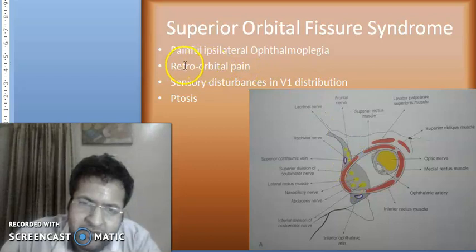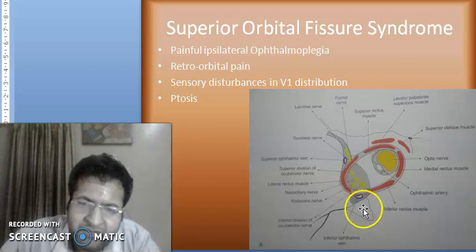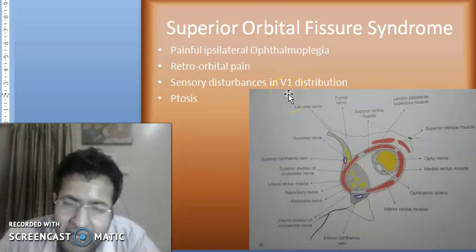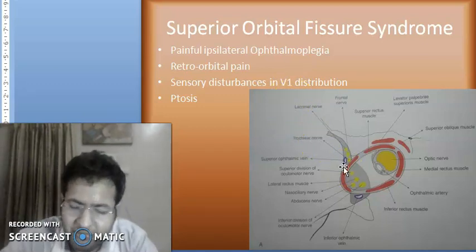Because of the involvement of these structures, there will be painful ipsilateral ophthalmoplegia because of the involvement of the third, fourth and sixth nerves. There will be retroorbital pain. There will be sensory disturbances because of the involvement of the ophthalmic distribution of the trigeminal nerve, and there will be ptosis due to the involvement of the third nerve.